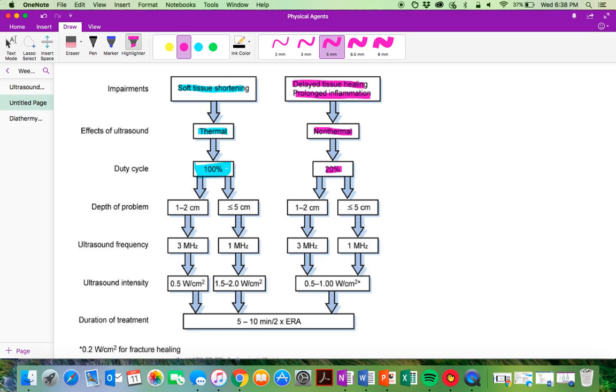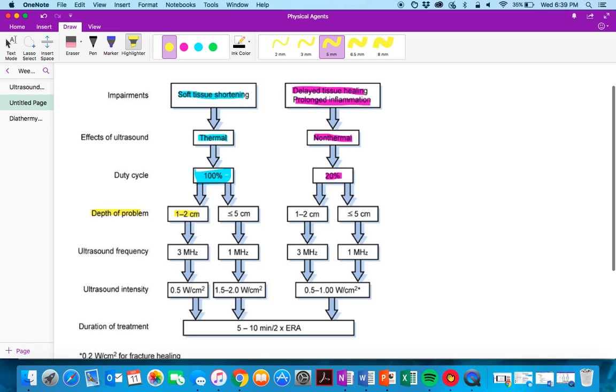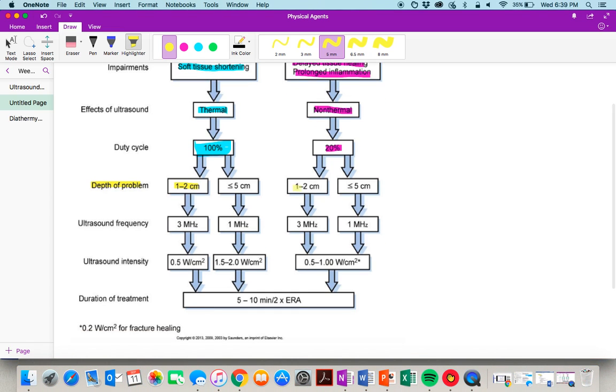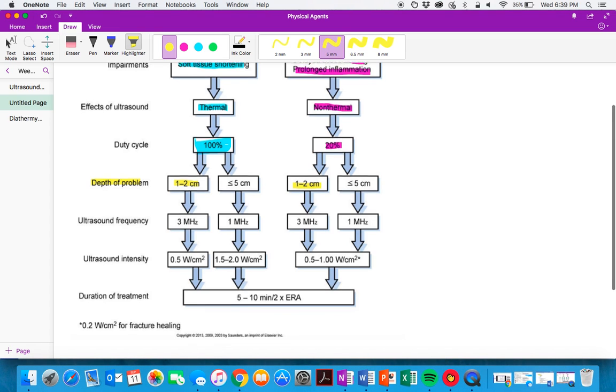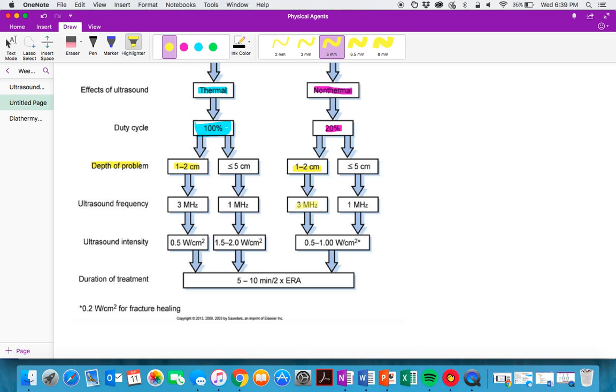Step two would be determining where the depth of the issue is, or what area we are trying to treat. So for things that are closer to the surface, it's going to be the same regardless of whether we're using ultrasound for heat or not. When the structure is closer to the surface, 1 to 2 centimeters deep, we want to use the 3 megahertz frequency.